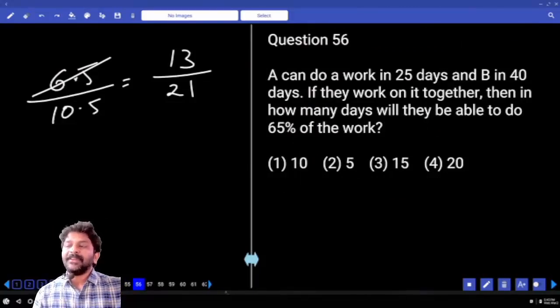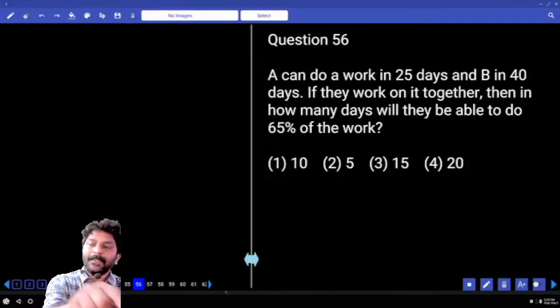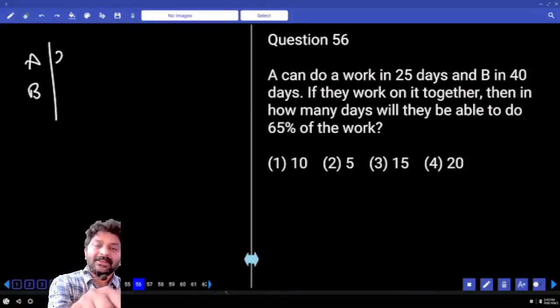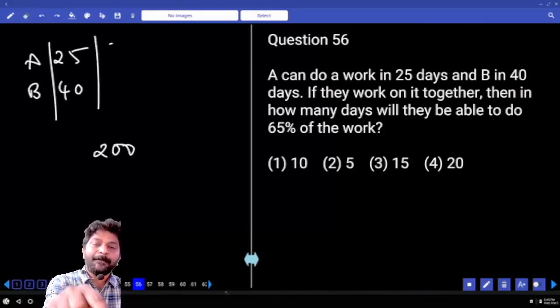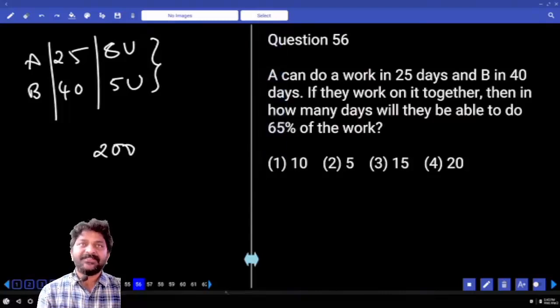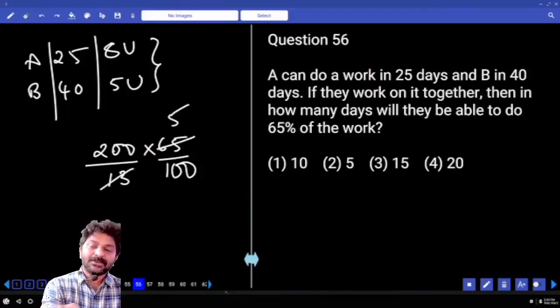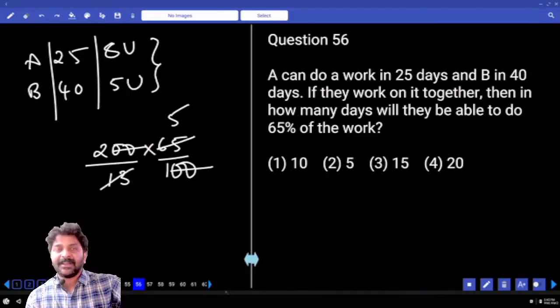A can do a work in 25 days, B in 40 days. If they work together, then in how many days will they be able to complete 65% of the work? A and B, two members are there, 25 and 40. LCM is 200 only. That means A per day can do 8 units. B per day can do 5 units. Together can do 13 units. But they need to complete only 65% of the work. 65% in the sense, can I write it 65 by 100? And both together are doing 13 units. 13, 5 times, 2 zeros cancel, 2 into 5, 10 days, first option.